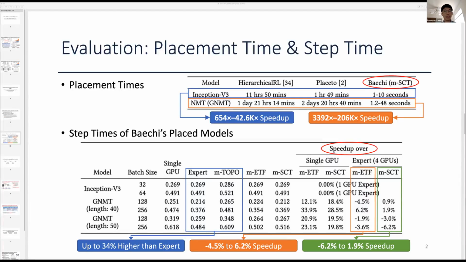I think the question is how to use our placement algorithm in a dynamic environment where there's network congestion, which also changes the communication overhead and the computation overhead due to interference and so on. Is that right? Yeah, that's correct. I think that's an interesting question.